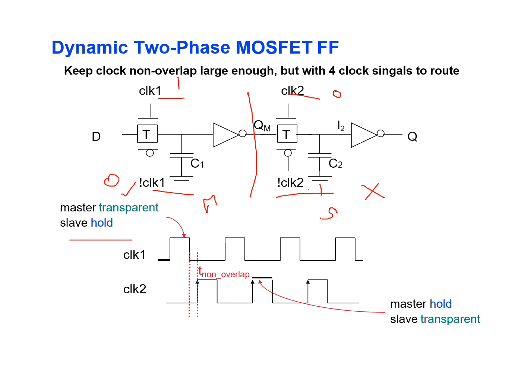And when you switch clock 2 from 0 to 1, and clock 2 bar from 1 to 0, your T2 transistor, that is your slave, is transparent. For this case clock 2 transits from 0 to 1 and clock 1 transits from 1 to 0. Now your master is in hold and slave is transparent. The principle of working is exactly the same as the single-phase clock and clock bar.